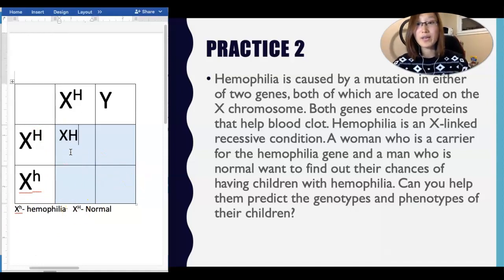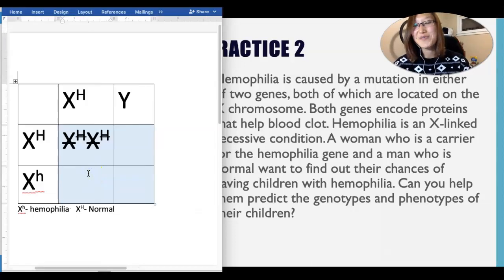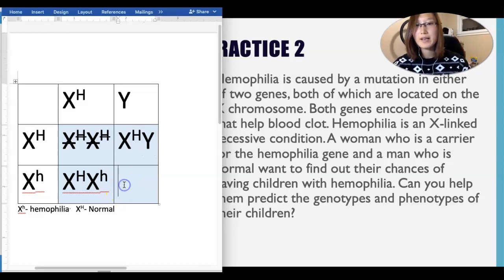Now we put the letters together. We have X big H, X big H again. Here we go. And then we have X big H, X little h. So I just want to show you this process of filling out a Punnett square, so you know exactly what to do when you do your own question. X big H, Y, and then we have X little h, Y.